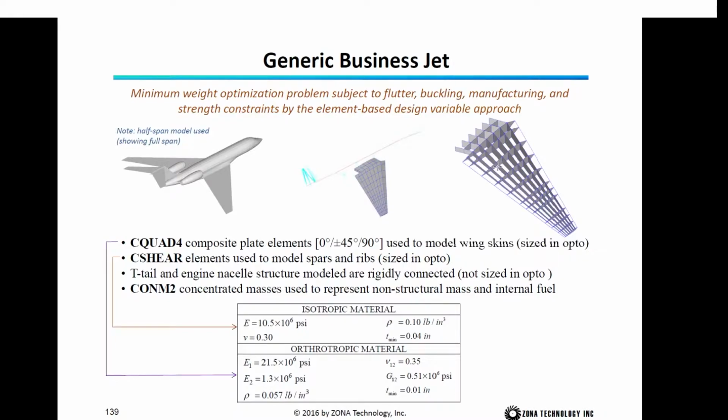The wing skin, upper and lower, is modeled by the composite plate elements, which have 4 plies. The spar and rib are modeled by the CQUAD shell element, and the T-tail and engine nacelle are modeled by the rigid element, and we have a CONM2 to represent the non-structural mass and the internal fuel. So this is the property card of the shell element, and this is the property card of the composite elements.